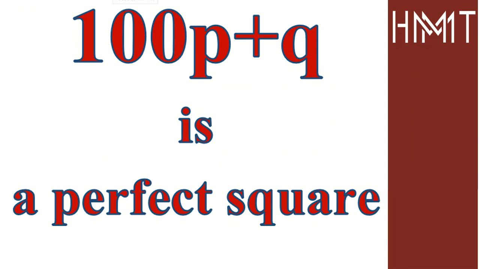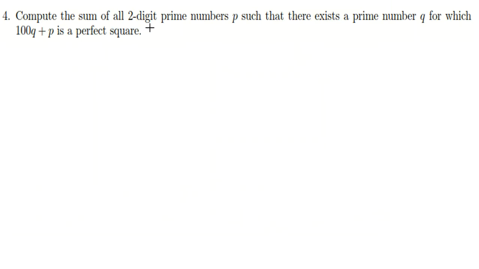Problem number 4. Compute the sum of all two-digit prime numbers p such that there exists a prime number q for which 100p plus q is a perfect square.